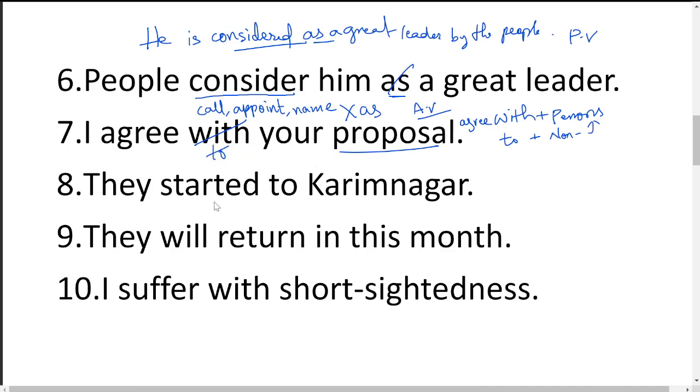Next, they started to Karimnagar. Started, remember, started is followed by from. I'm starting from, he is starting from, they are starting from, or they started from. Okay, so this is beginning of the action, must be used with from. Next, they will return in this month. They will return this month. That's it. Not in this month. Okay. Next, I suffer with short-sightedness. Suffer is always followed by from, not with.